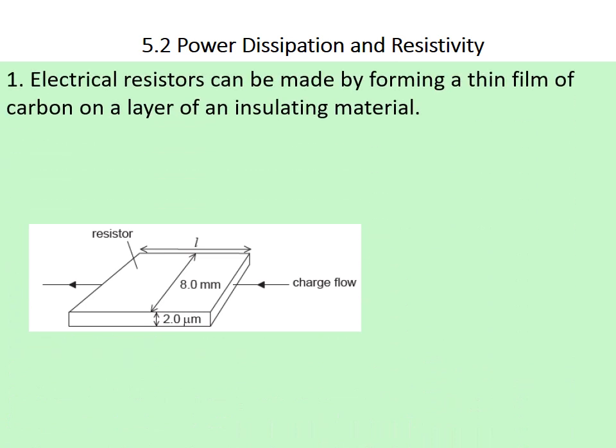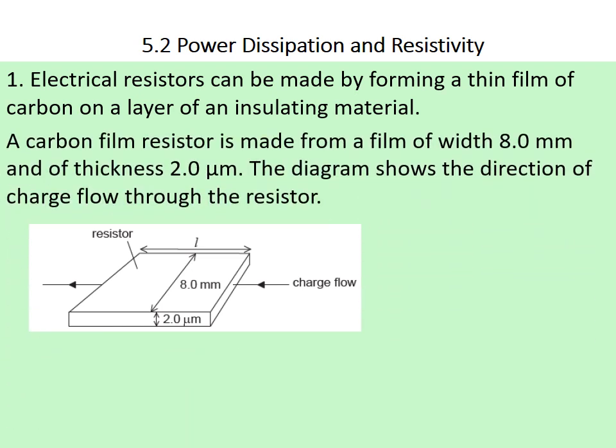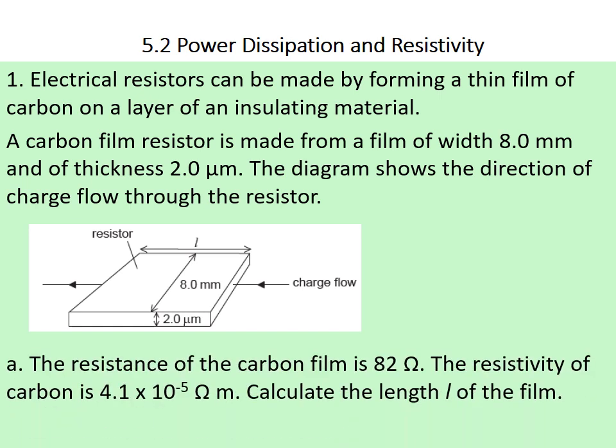Practice problem 1. Electrical resistors can be made by forming a thin film of carbon on a layer of an insulating material. A carbon film resistor is made from a film of width 8 millimeters and a thickness of 2 micrometers. The diagram shows the direction of the charge flow through the resistor. A. The resistance of the carbon film is 82 ohms. The resistivity of carbon is 4.1 times 10 to the minus 5 ohms times meters. Calculate the length, L, of the film.